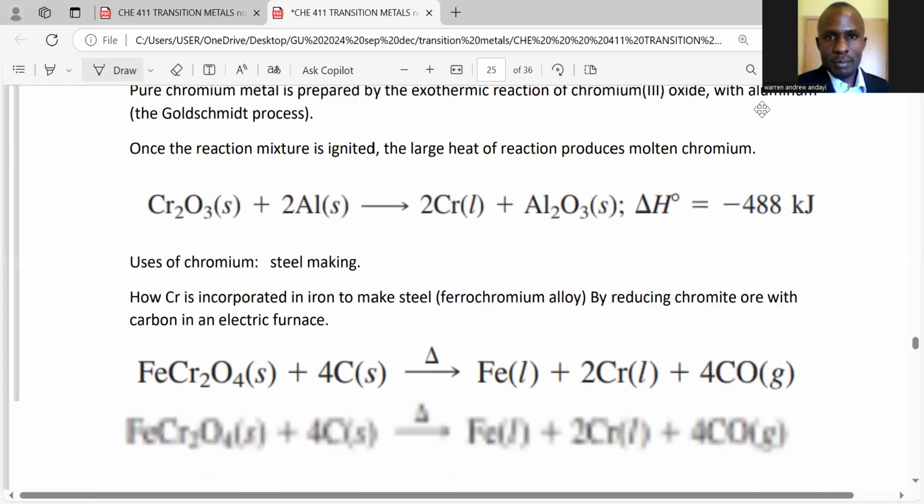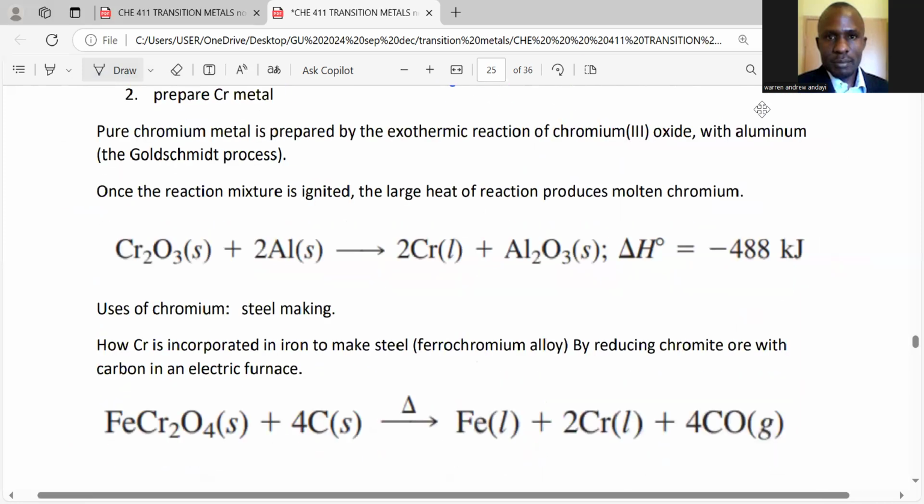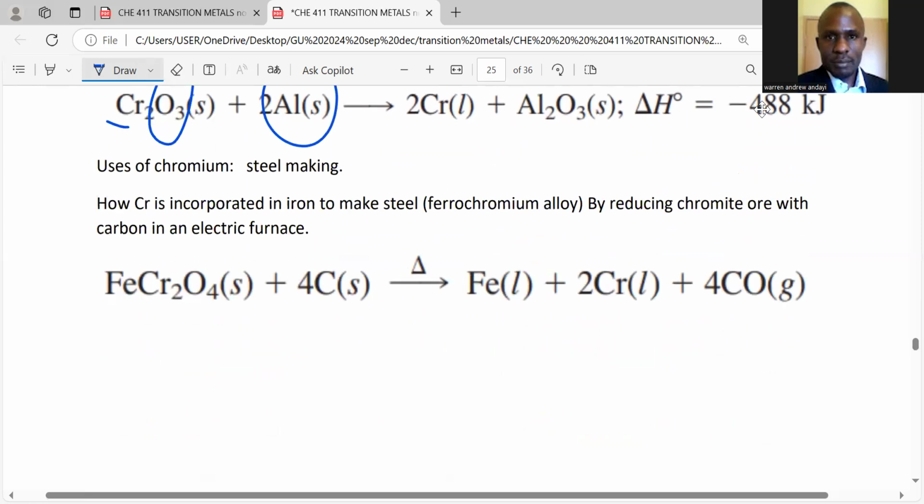Okay, now let us see how you can produce chrome from chromium oxide. You simply react it with aluminium. Aluminium is a strong reducing agent, and it will do the reduction. Compared to chromium, aluminium is a very strong reducing agent. It will take all the oxygen from chromium oxide. It's also used for making steel. Remember, you add chromium to make steel.